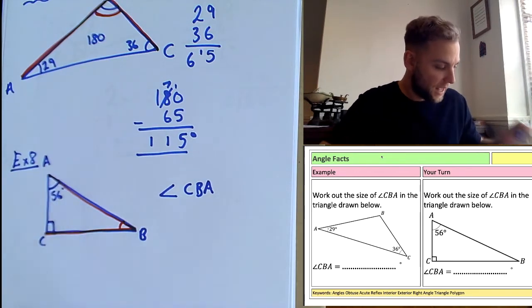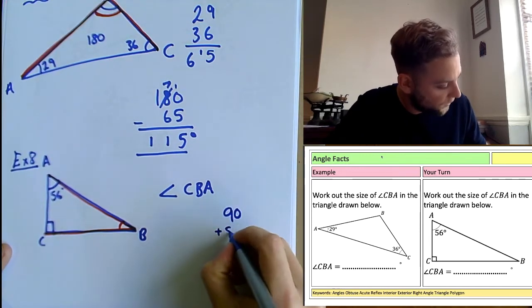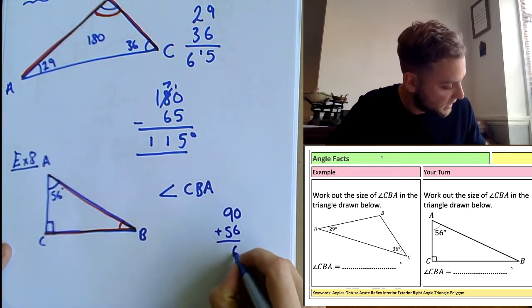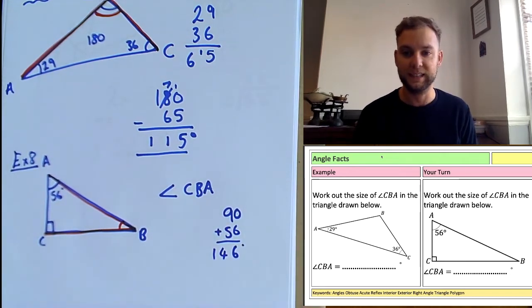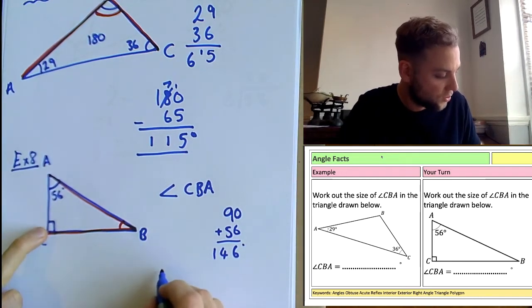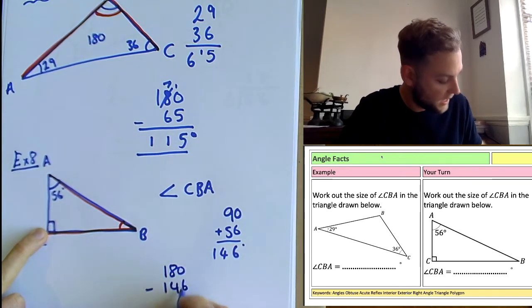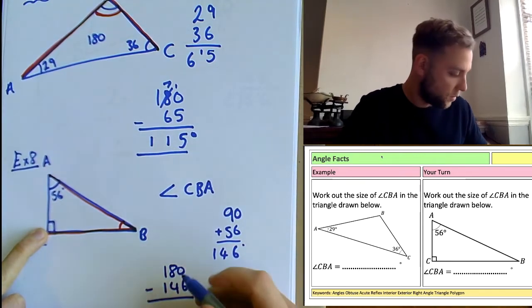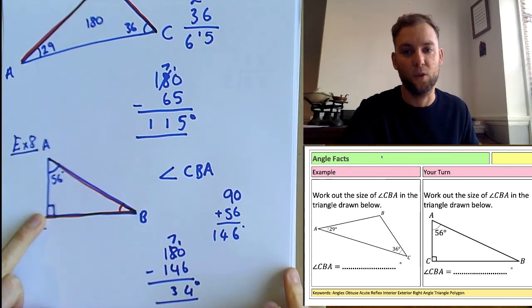So I've got to add these two together first. So it's going to be 90 plus 56. So 0 plus 6 is 6. 9 plus 5 is equal to 14. 146 that is. And then I need to take that away from 180. So 180 minus 146. So 0, can't do that, so I'm going to have to borrow. 10 take away 6 is 4. 7 take away 4 is 3. 1 take away 1 is nothing, so I'm left with 34, like so.